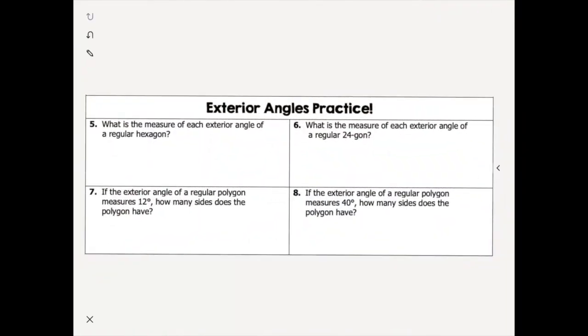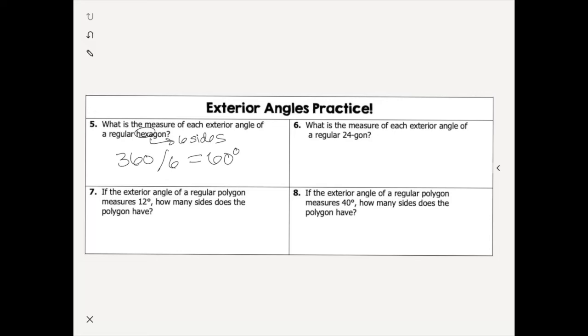So number 5 says, what is the measure of each exterior angle of a regular hexagon? So a hexagon, we know that is a 6-sided figure. 6 sides, which means 6 angles. So we're going to do 360 divided by 6, because all of the exterior angles in any polygon are going to add up to 360. So we do 360 divided by the 6 angles, and that means they're each 60 degrees.